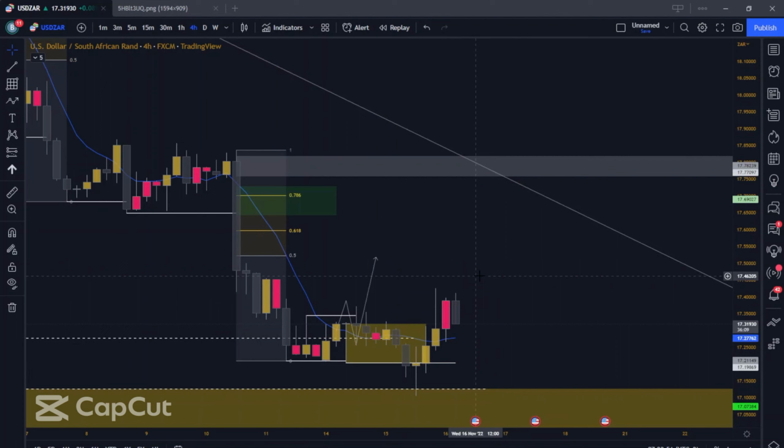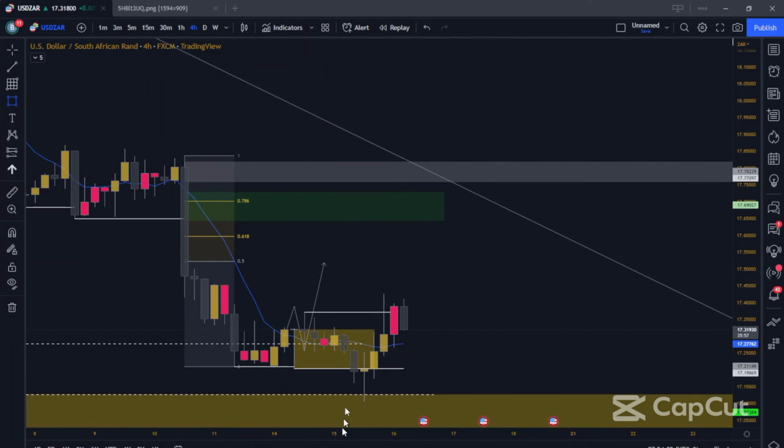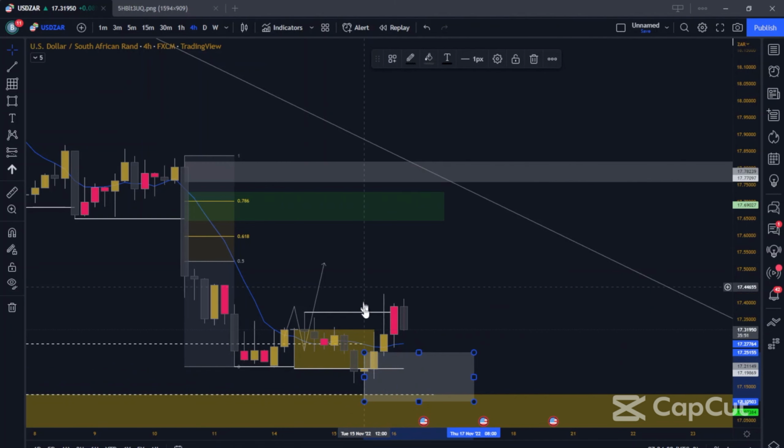USD ZAR. Okay, so change of character was up here. We have got a change of character, so I would trade longs from this demand down here. Here's demand, new gold.